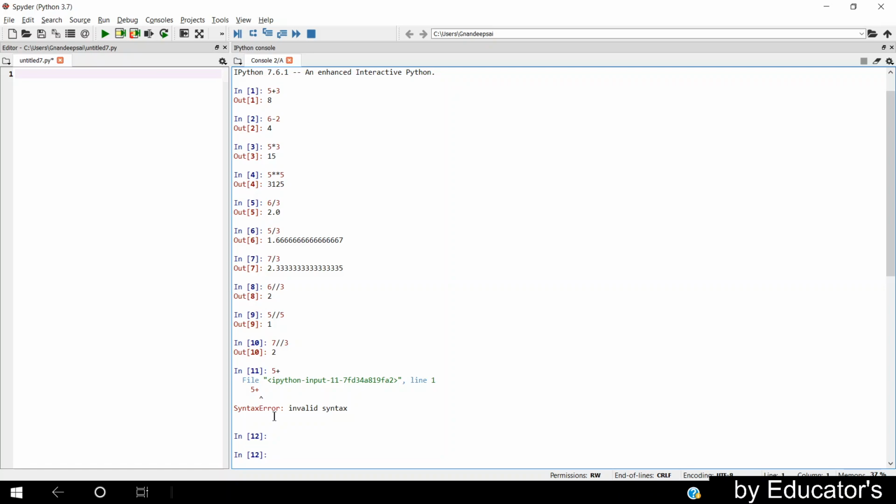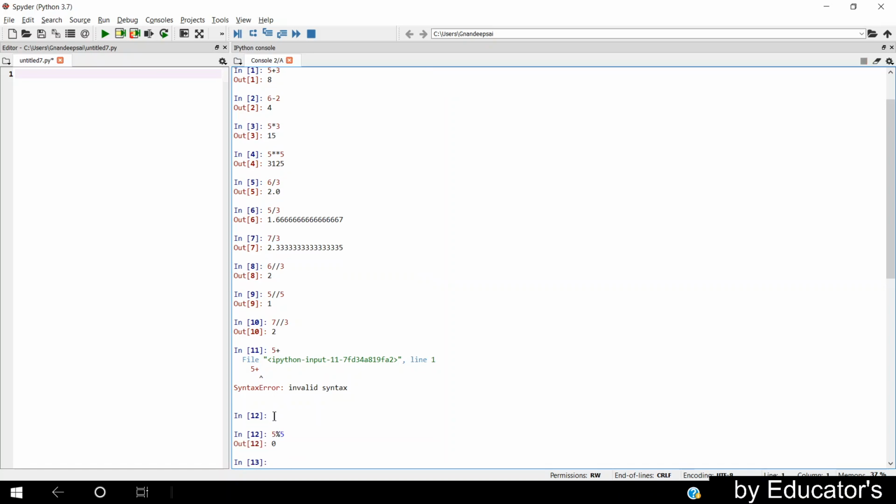Good. Next we'll explore another operator, which is 5 modulo 5. So 5 modulo 5 is giving me 0. What actually is modulo? Modulo is something called division. No, it's the remainder that remains after dividing the red number, or the first number, by this blue number, or the second number.